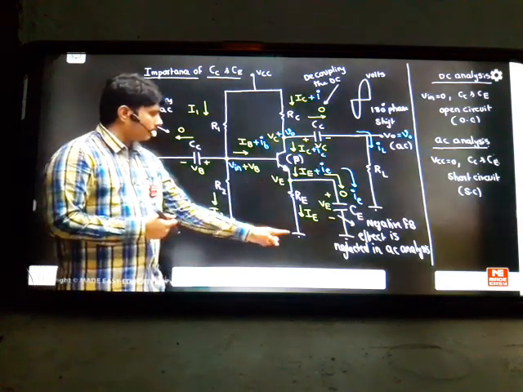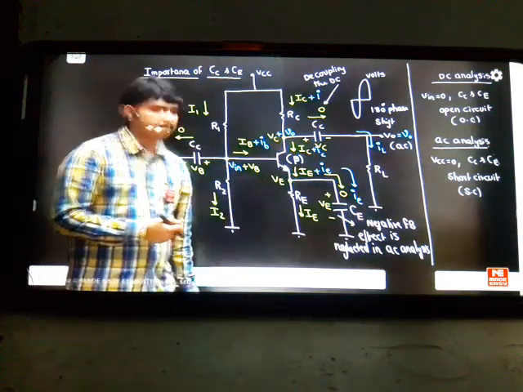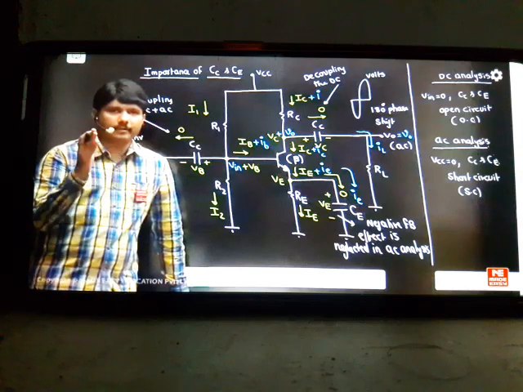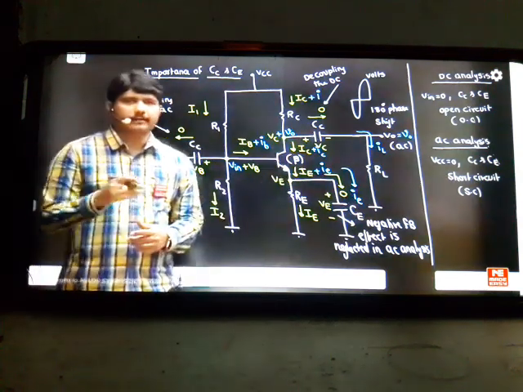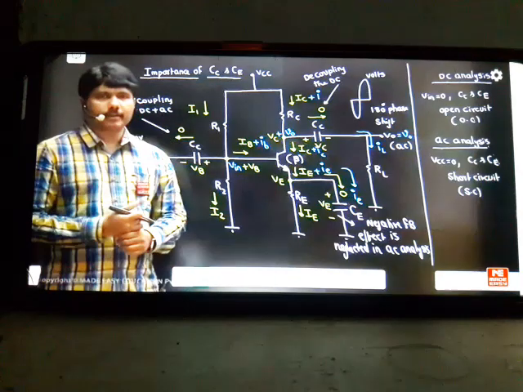Here from emitter to ground, this RE is getting shorted. In AC analysis now, we have RE parallel to CE. CE is a short circuit in the AC part. Then automatically this point and this point become the same. So that's why I treated the emitter as ground in the class, because the RE effect is 0.